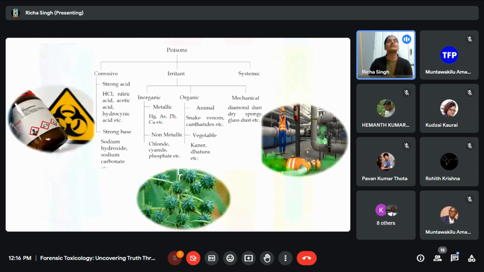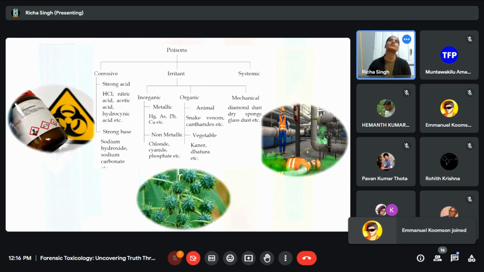Now, what do we understand by corrosive poison? As the name itself says, corrosive, that means whenever this poison comes in contact with a person, it leads to necrosis, that is the death of that particular tissue or area, whichever it comes in contact with. And then again, it gets classified as basically strong acids and strong bases. We know strong acid or strong base, whenever they come in contact with the body, lead to the damage or destruction of that particular area wherever they come in contact with.